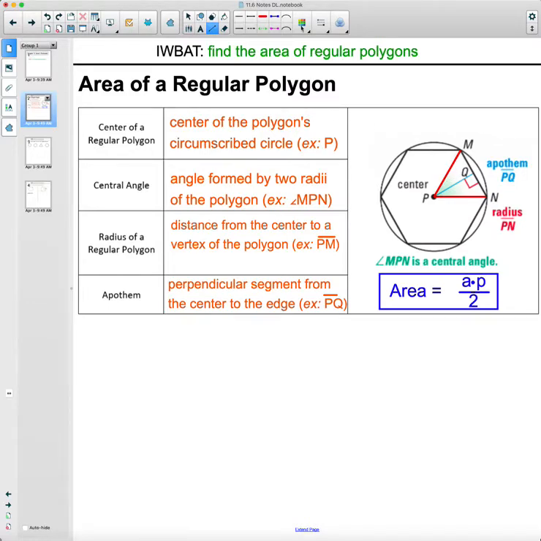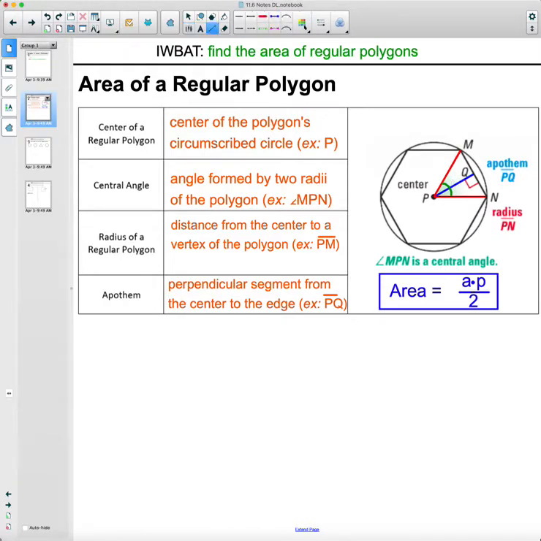And then we have what's called the apothem. And that's part of your area formula, is you need to know the apothem. The apothem is the perpendicular segment from the center to the edge. Okay, so center to the edge, and you'll see this 90-degree angle. It also splits this central angle right here in half. It splits this triangle in half as well. So these two little triangles here are identical.